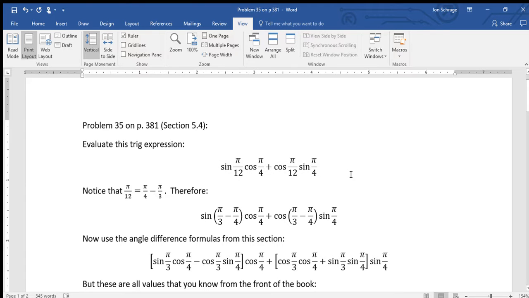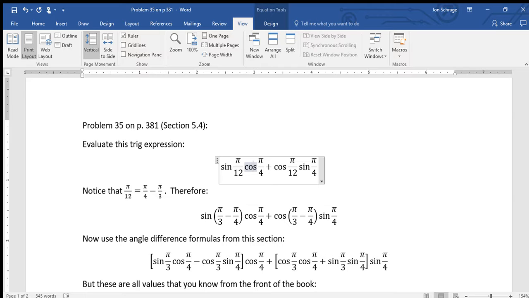What I want to draw your attention to is notice there's no x's or anything like that in this equation. This problem is just numbers. I mean, they're awkward numbers. You don't know off the top of your head what pi over 12 is or pi over 4, but they are a number, and that's the size of an angle in radians, and therefore the sine of that angle is a number, the cosine of it is a number. This is just a number.